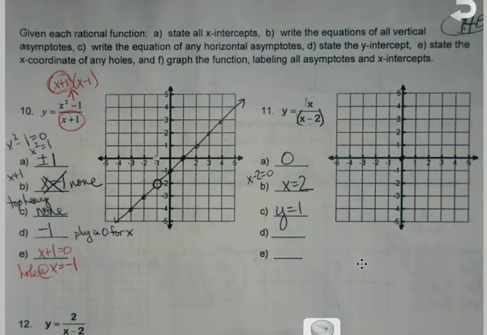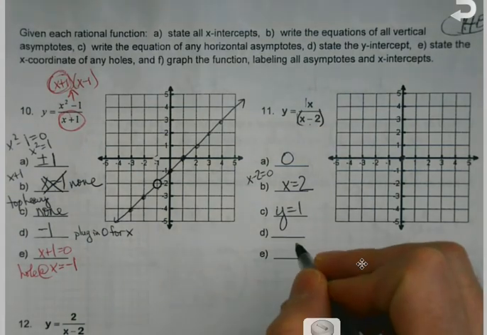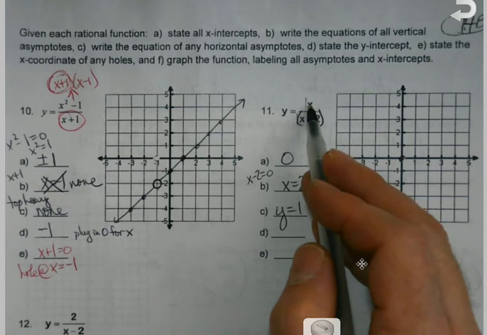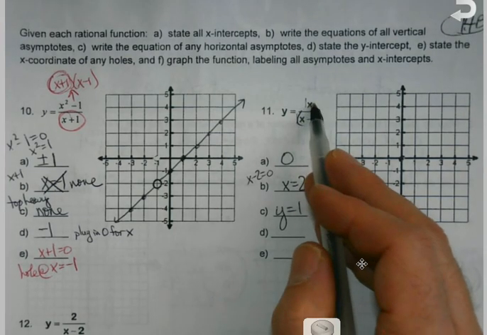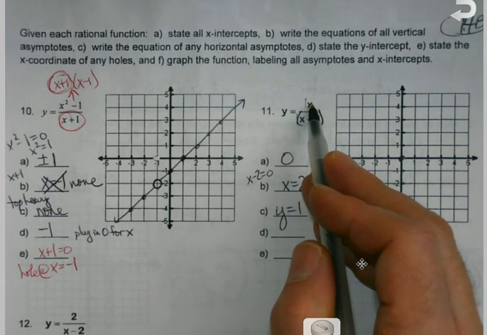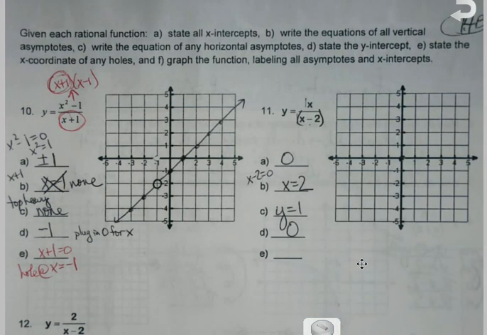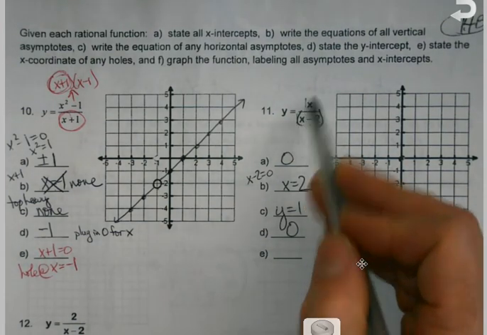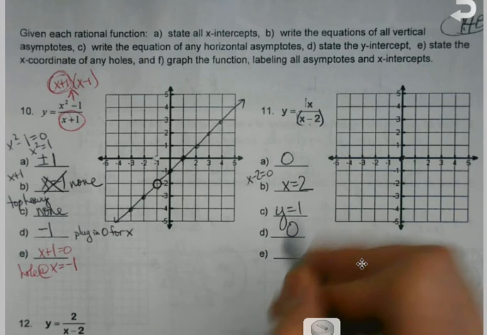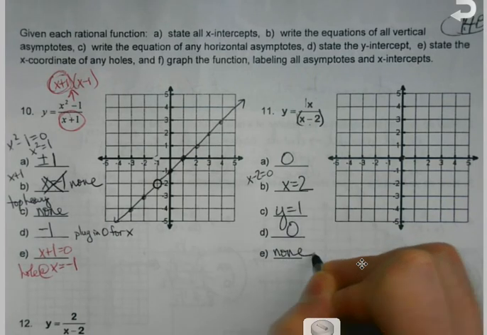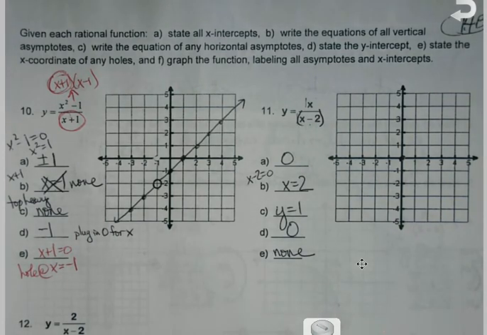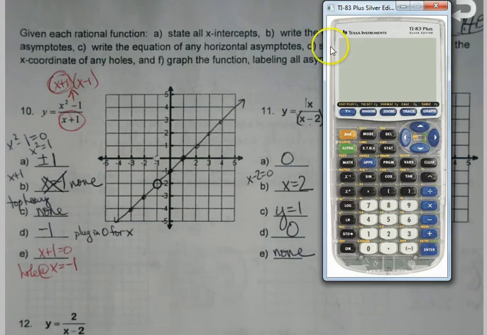My y-intercept, if I plug in 0 for x, if I plug zeros into both of these places, 0 divided by anything is 0. Huh, same place. What a coincidence. And then we already said, if you don't have a common factor in the numerator and denominator that cancel, like we did over here, we're not going to have any holes. It's like, well, this could look kind of weird. Let's see.